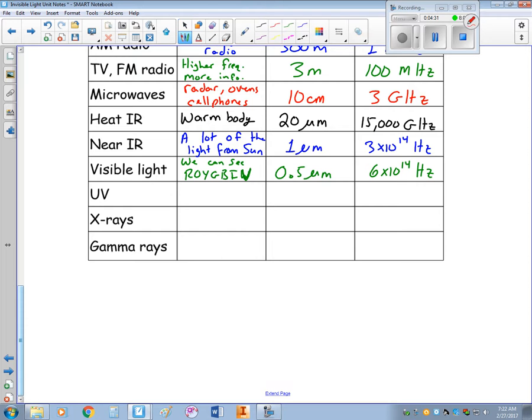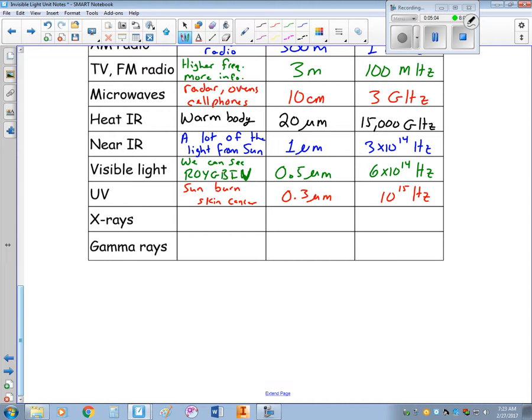Now we come to ultraviolet. This is what causes sunburn, skin cancer. Has a wavelength of around 3.3 micrometers. So notice there's not a whole lot of difference between the near infrared and ultraviolet. The frequency is about 10 to the 15th.